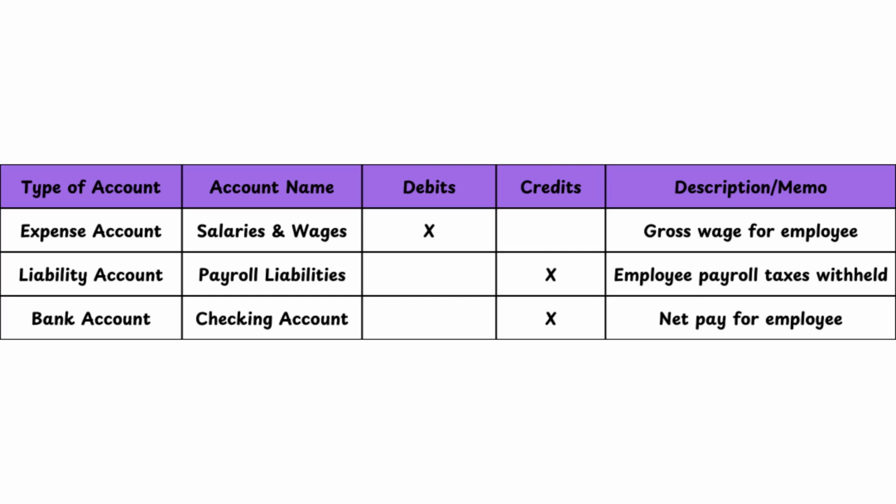We have an expense account called salaries and wages, which we're going to debit to record the gross wage for the employee. We have a liability account called payroll liabilities, which is going to be credited, and that records the payroll taxes that are withheld from the employee's check, which will be paid at a later date. So these are federal and state taxes. And we're going to credit the checking account to pay the employee her net pay.